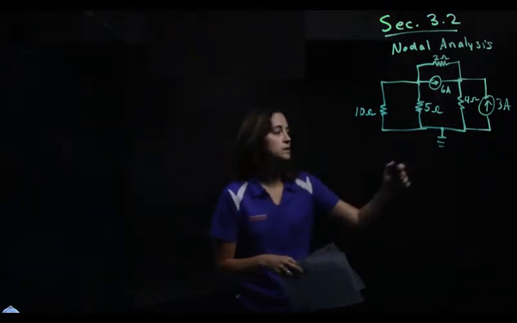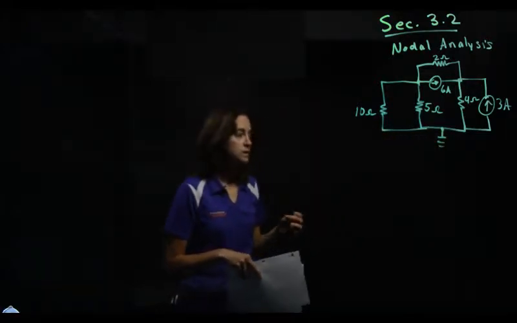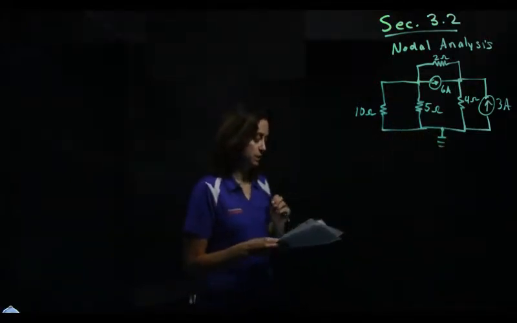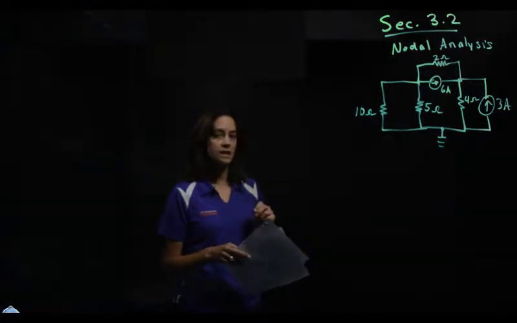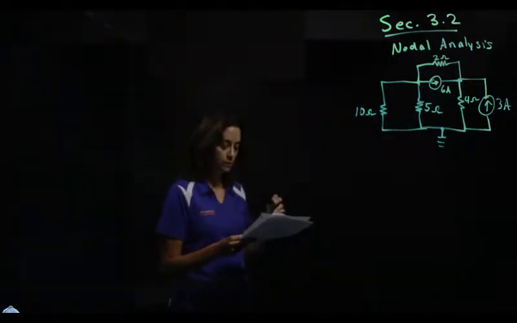All right, so the first step for nodal is to pick a reference node. Typically we pick where ground is. We haven't been drawing ground in our circuits, but ground is always present. So we'll say this is our reference node. Then we want to assign a label to every node in our circuit except the reference node.